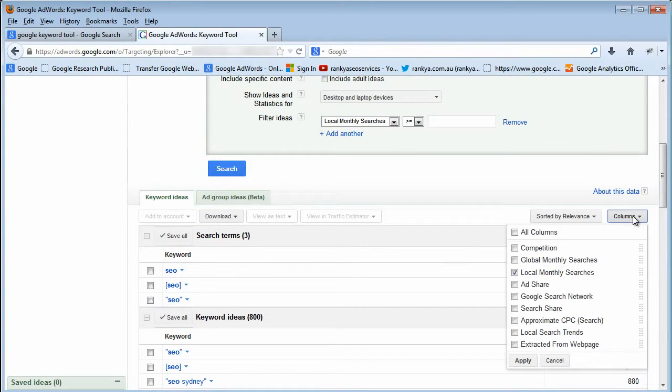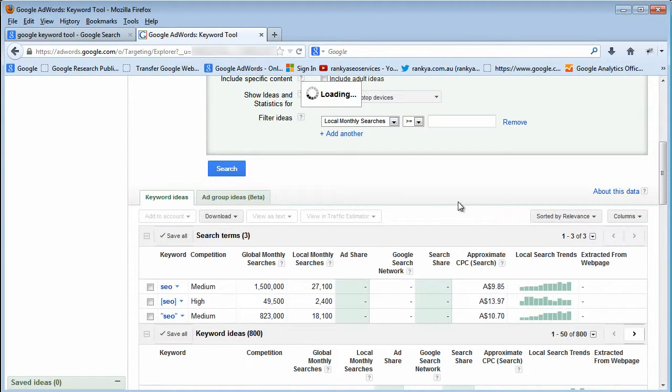On the right hand side here, we've got columns. You can choose all columns. Let's apply that filter, and as you can see, Google being Google, it's going to give us more options here, okay?